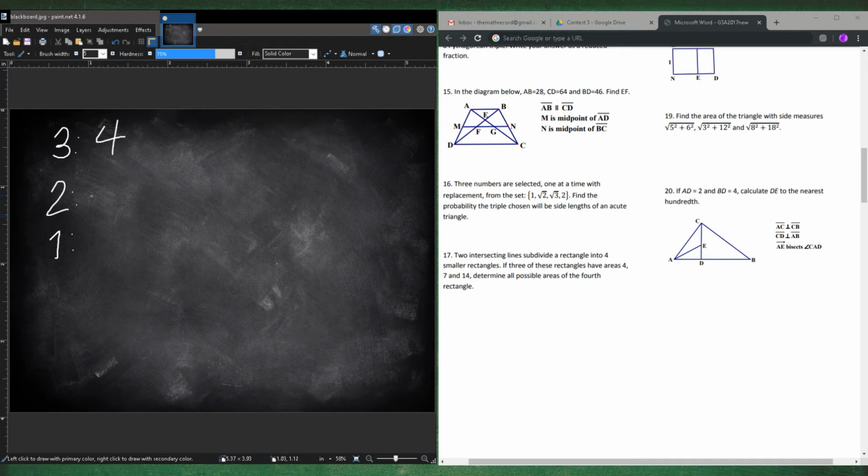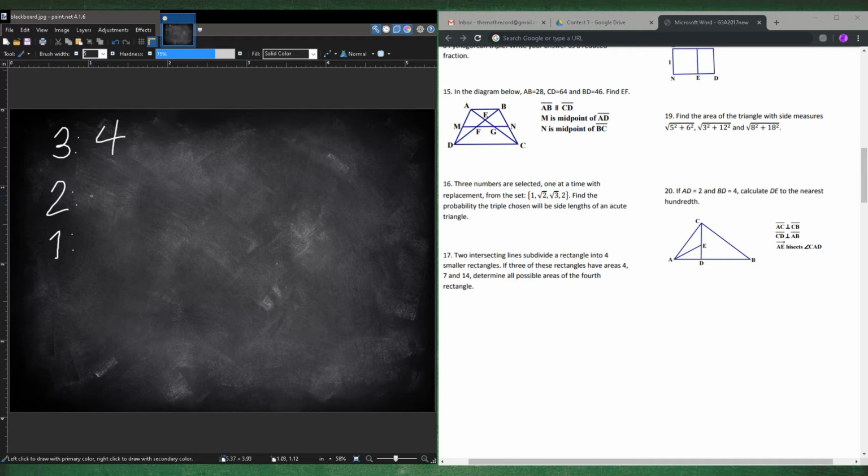Now we just need to check if they work. So if we have 1, 1 and square root 2, does that work? That's 1, 1, that's square root 2. Nope, that does not work, because 1, 1, square root 2 is basically a right triangle. Can we have 1, 1, square root 3? That's 2. Actually, can you have 1, 1, square root 2? 1, 1, and square root 2. Nope, that doesn't work because that's a right triangle.